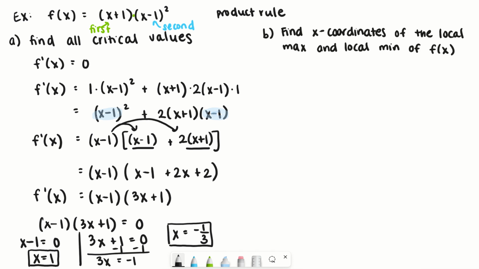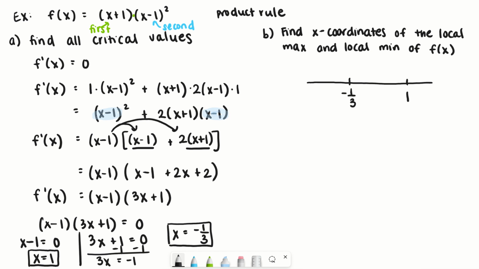Now the next part of this question, we want to find the x coordinates of the local max and the local min. So now we just want to test out these x values and see whether the function is increasing or decreasing around those points. So I'm going to draw a number line, and since I have negative 1/3 and 1, I'm going to put the smaller number to the left. Okay, and now I want to see what's happening around these x values.